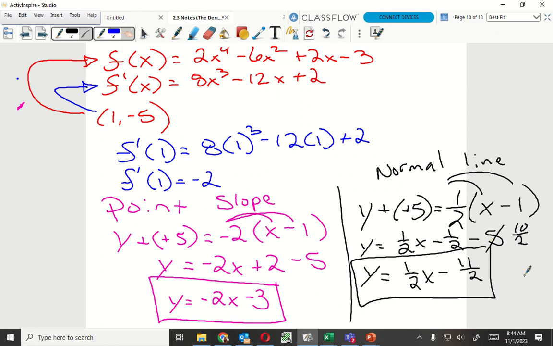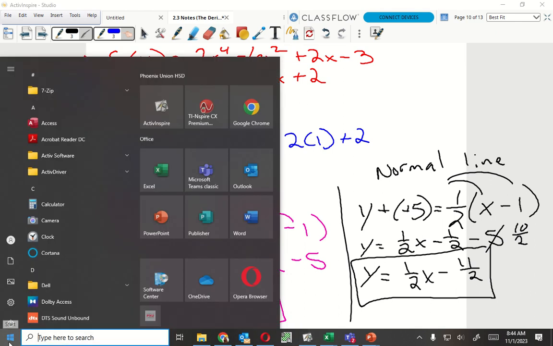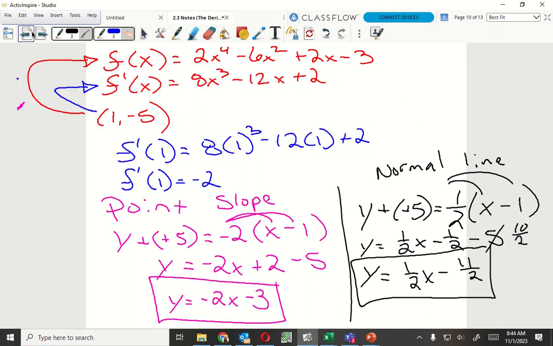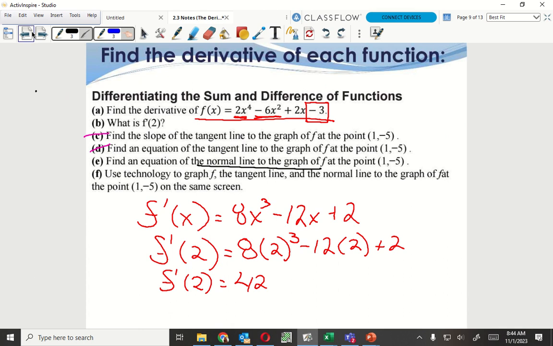And right there, I am going to do the last part. Let's do the last part. And the last part says we need to use technology to graph it. Yep, you should be pulling out that calculator. Your handy dandy calculator.